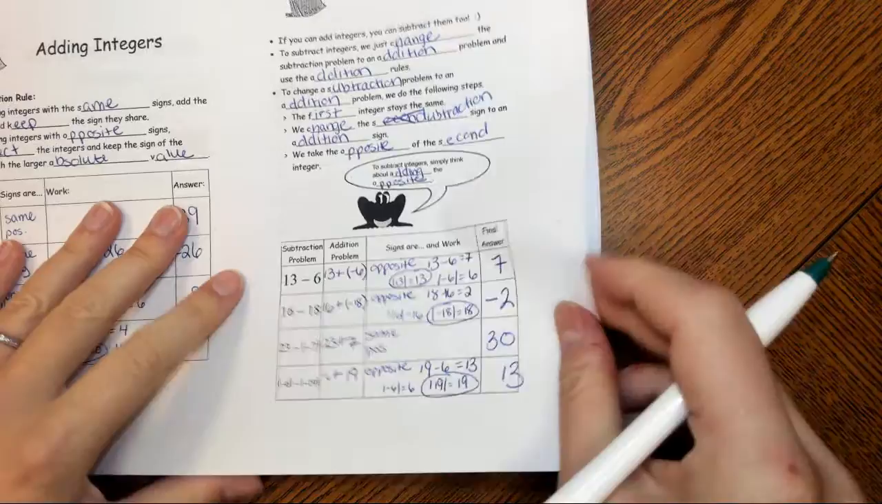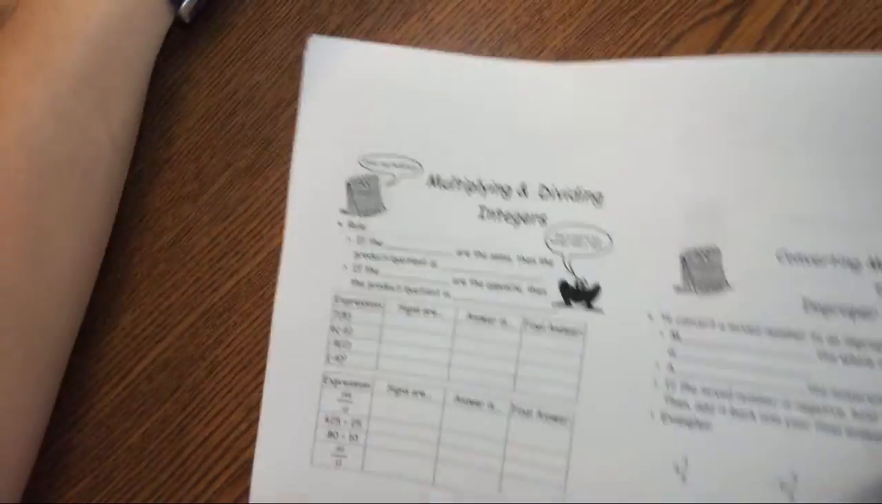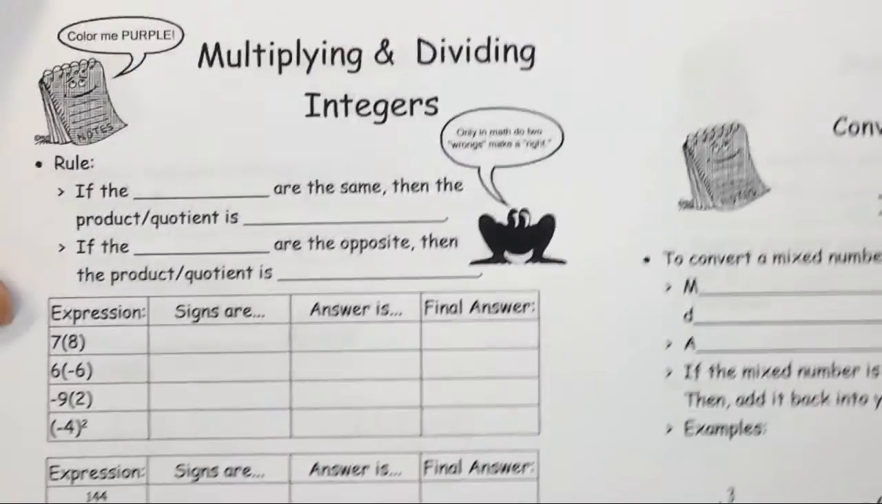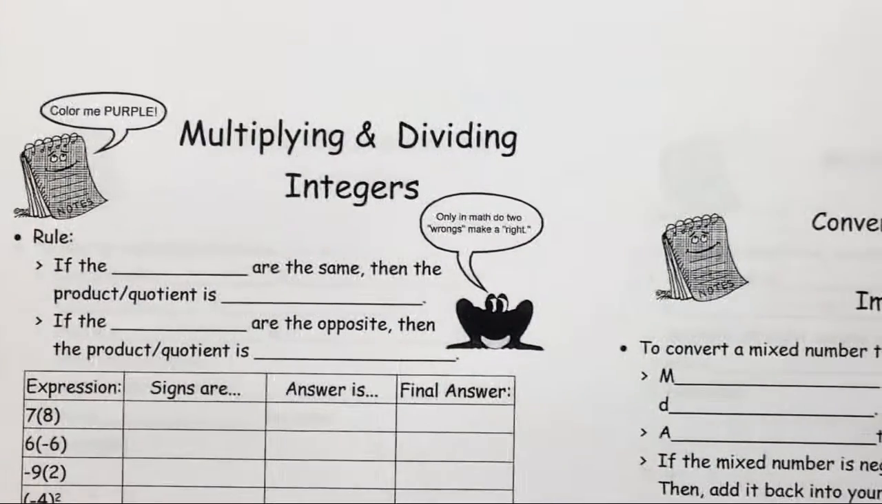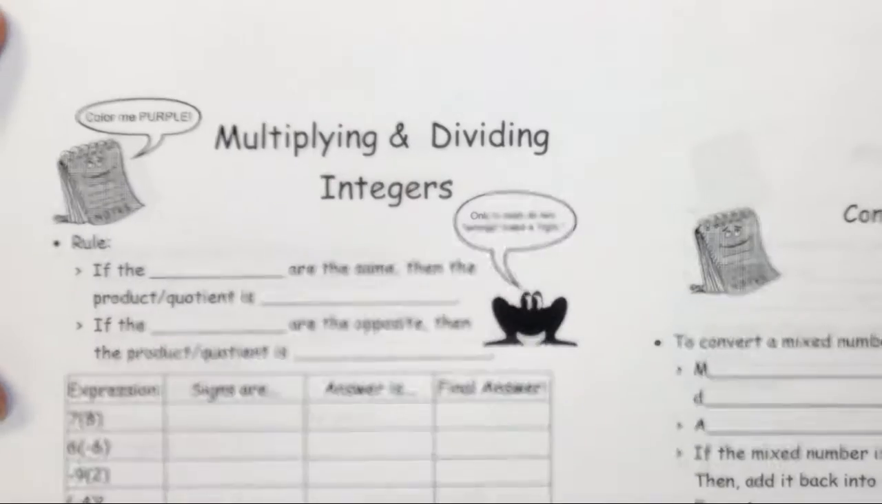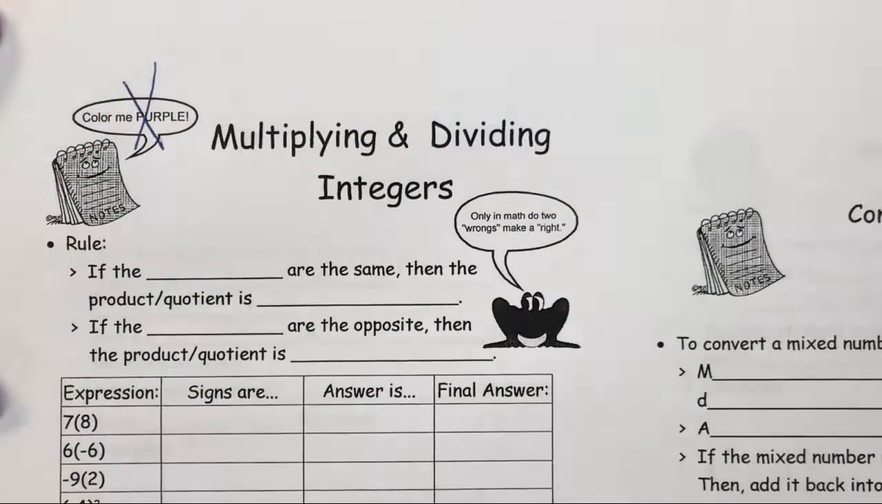All right, turning it over, we're going to review multiplying and dividing. Zoom this in a little bit. All right, multiplying and dividing integers. Right in the center here. There we go. We're not going to color code anything. I just forgot to take that bit out.